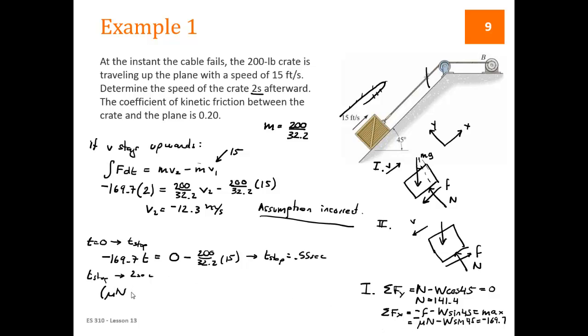We've got a positive mu N minus W sine 45 times 2 seconds minus 0.55, which is the point where it stopped, because we're going from t-stop to 2 seconds, is equal to mass times the unknown final velocity minus mass times the velocity at t-stop, which was 0. So the only unknown now is v2, because we know mu and N and W. So we can solve for v2 being negative 26.4 meters per second. So it's going down the slope at 26.4 meters per second at 2 seconds.